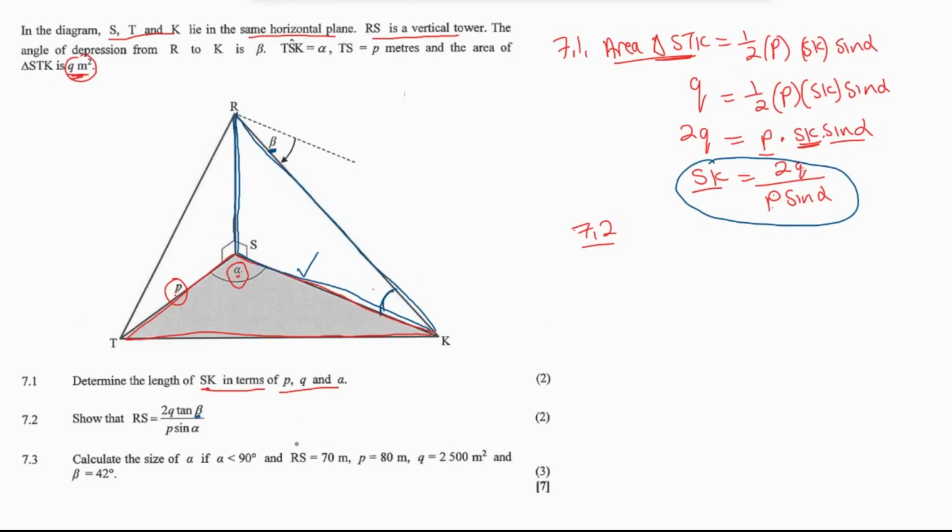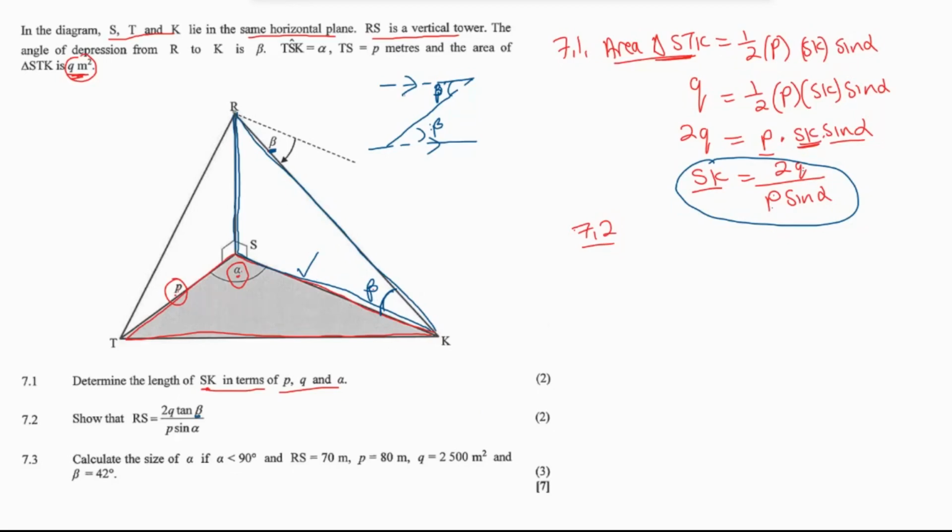And then beta here, what is the size of this angle? What is the size of angle RKS? It will be beta. Remember, we have the angle of depression and then the angle of elevation. The angle of elevation and the angle of depression are equal because they are what? They are alternate angles, because these two are parallel. Okay, so angle RKS is also beta.